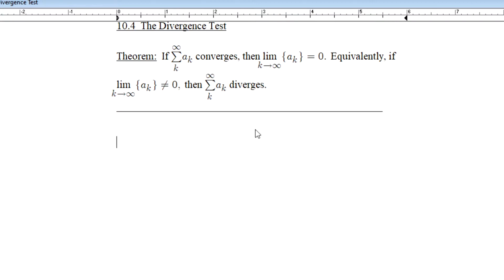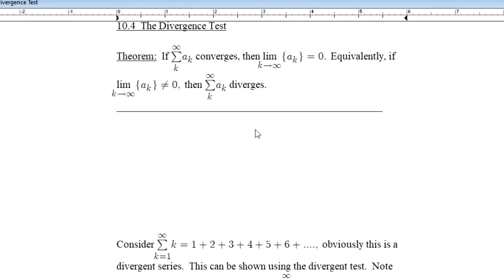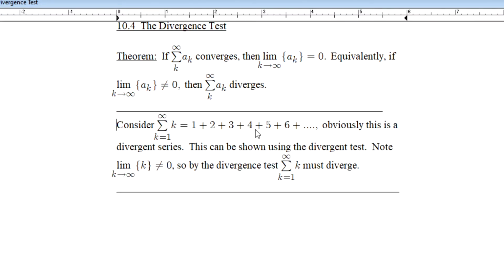Now, if we look at the case, let me bring up an example here. We might consider the case for the series, all right, given by just the summation from k equals 1 to infinity for k. Now in this series, we would be taking 1 plus 2 plus 3 plus 4 plus 5 plus 6 and so forth. And obviously, this is a divergent series, right? If we were to continue adding up the integer values starting at 1 and continuing up to infinity, that would obviously add up to infinity, right? It's kind of obvious that this is a divergent series.